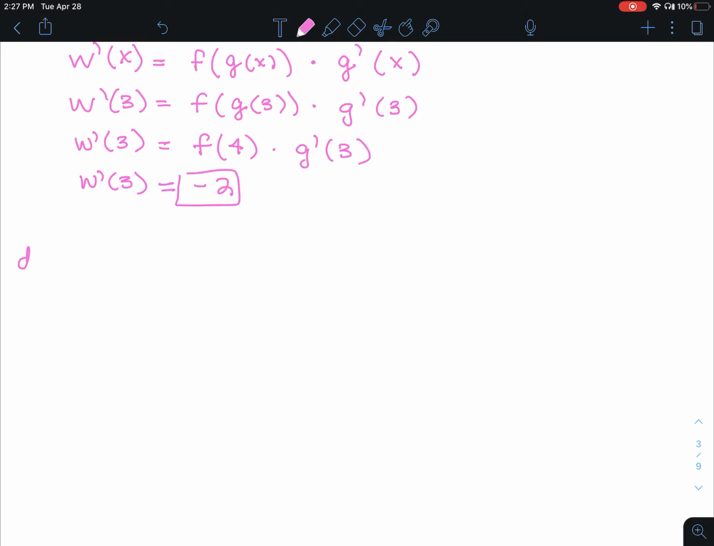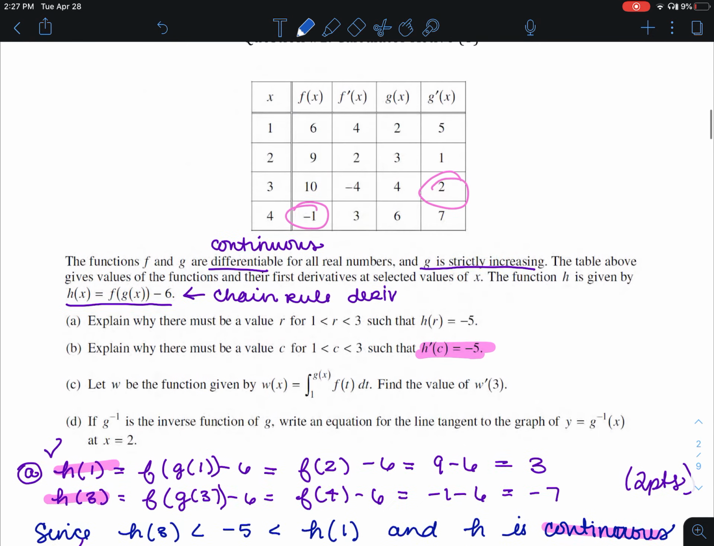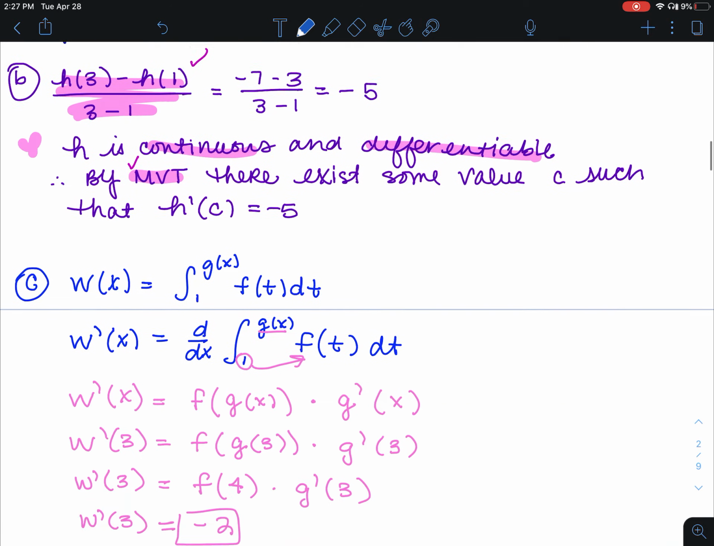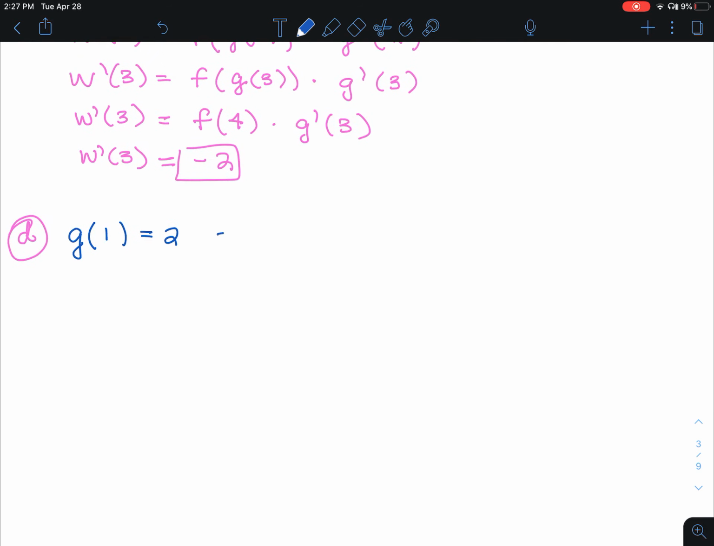Okay, and then the last part is that inverse relationship idea. The question says if g inverse, g to the -1, is the inverse of the function g, write an equation for the tangent line of the graph of y equals g inverse of x at x equals 2. So the first thing you want to do is figure out where it is true that g equals 2. You go to g, this column, it's right here, and that is at x equals 1. So we're going to put g prime of 1. This will mean that g inverse of 2 equals 1.